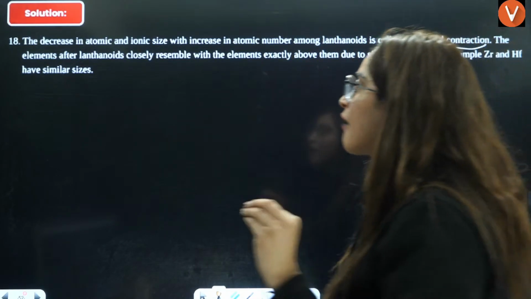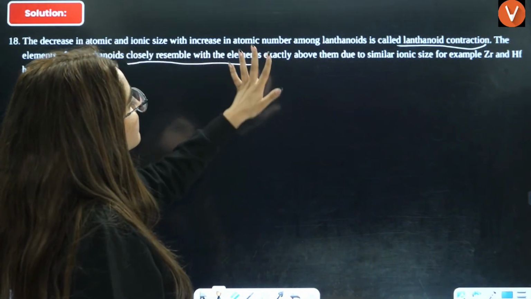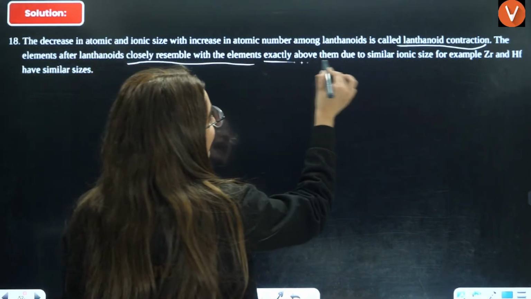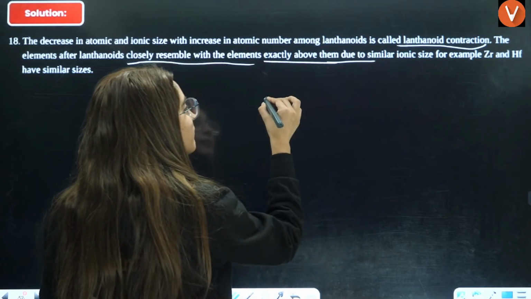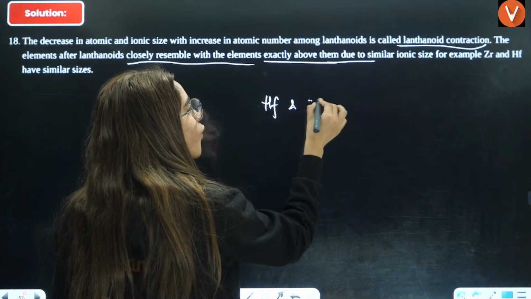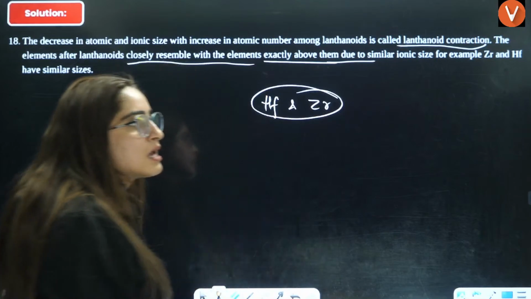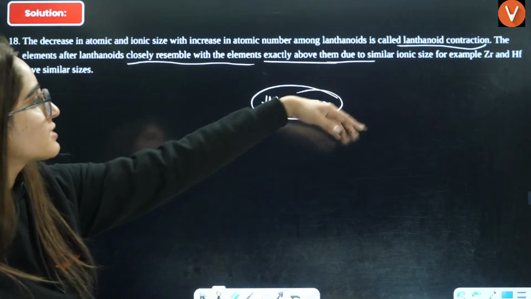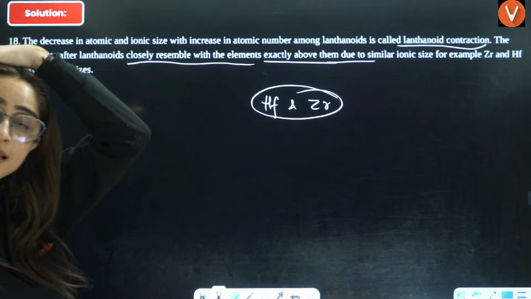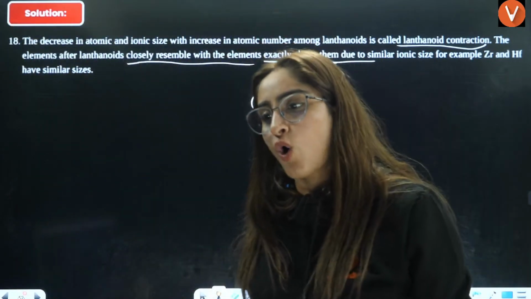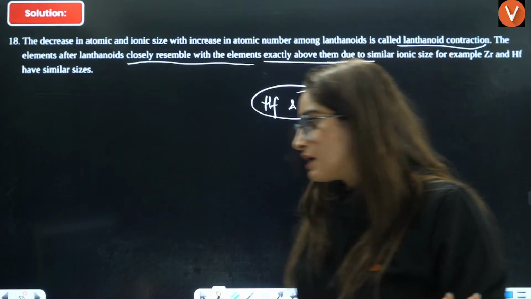The elements after the lanthanoids closely resemble the elements exactly above them. That means hafnium and zirconium have the same radius, right? For example, zirconium and hafnium have the same radius. That is the consequence of lanthanoid contraction, right?